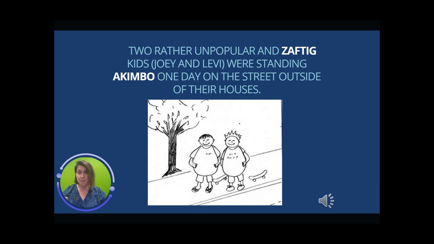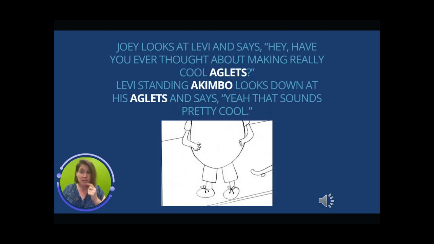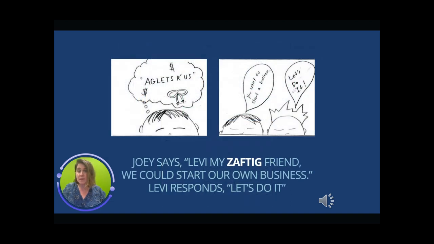Two rather unpopular and zaftig kids, Joey and Levi, were standing akimbo one day on the street outside of their houses. Joey looks at Levi and says, "Hey, have you ever thought about making really cool aglets?" Levi, standing akimbo, looks down at his aglets and says, "Yeah, that sounds pretty cool." Joey says, "Levi, my zaftig friend, we could start our own business." Levi responds, "Let's do it."